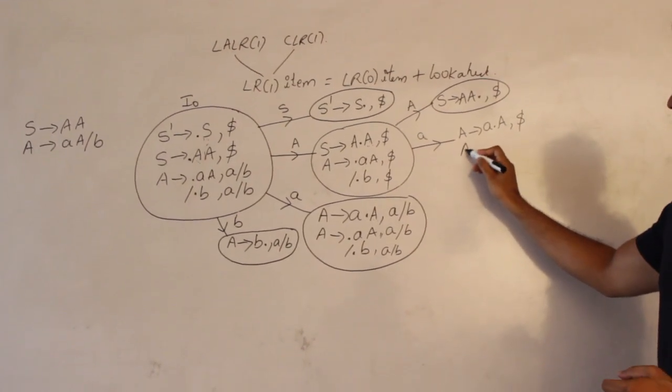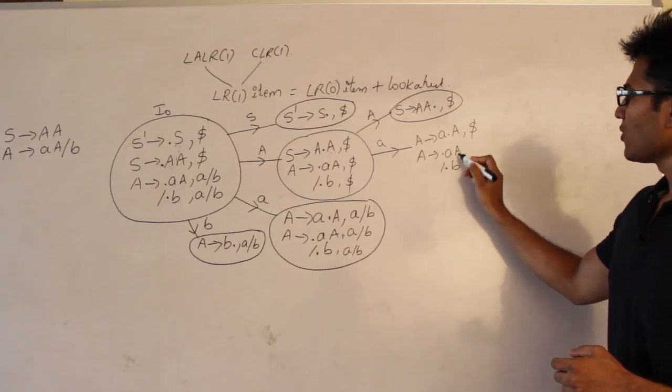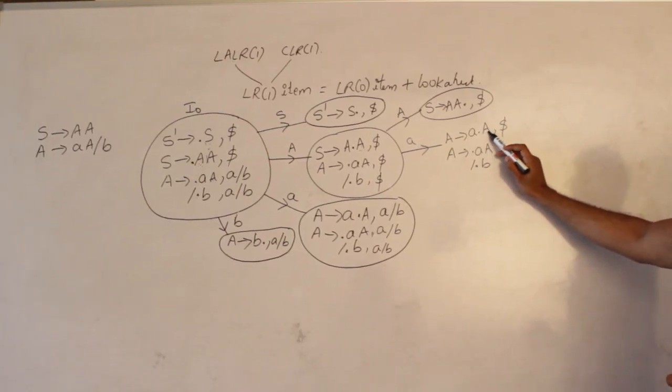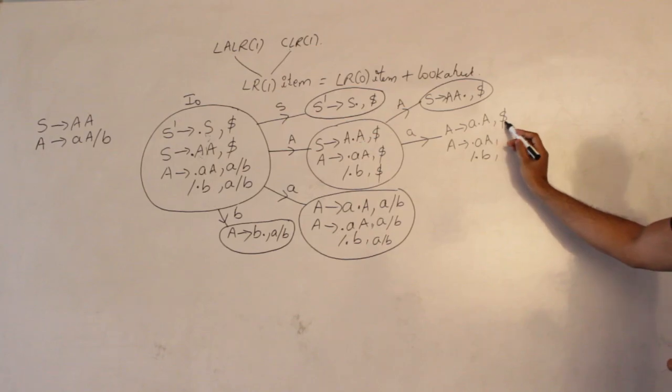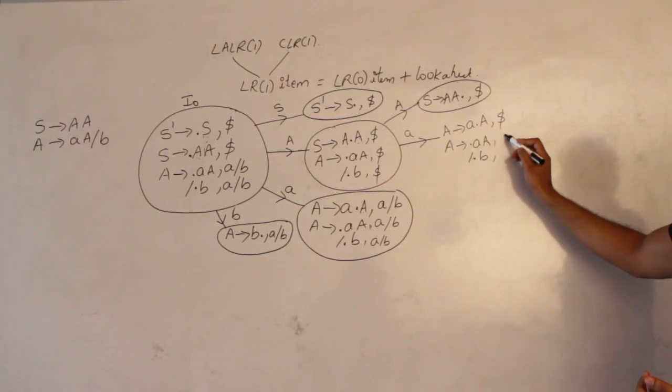What are all A productions? A derives dot AA or dot B. Now why did I add these A productions? Because of this dot before this A. Now whatever is remaining after that, what is remaining after that? Dollar, you have to find first of it. Now what is first of dollar?